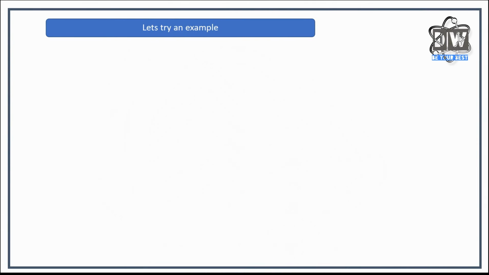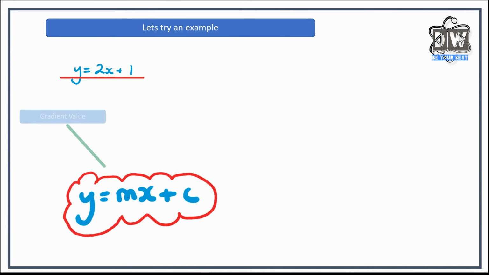So let's give an example. Here is our normal one. Just remember that the number attached to the x, the m value, is the gradient value. And the other number, which is c, the number being substituted in there, is where the y-intercept happens. Now there is an example where we're going to have the x-intercept happening. We're going to go over that.